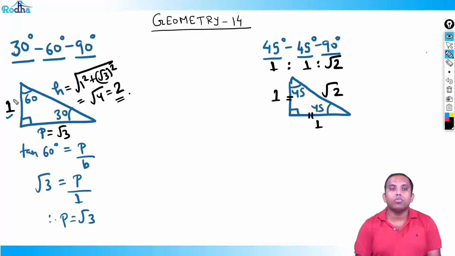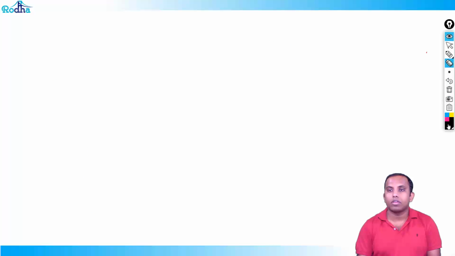So if the side opposite 30 is 1, the side opposite 60 is root 3 and the side opposite 90 is 2. So what's the ratio? It becomes 1 is to root 3 is to 2. So for 30-60-90, the ratio is 1 is to root 3 is to 2. For 45-45-90, the ratio is 1 is to 1 is to root 2. Now we'll see its application. Just remember it.